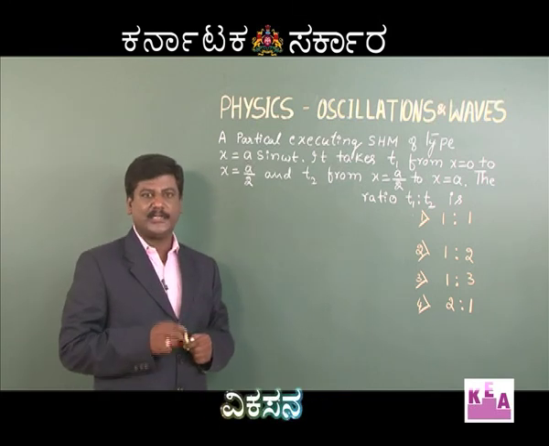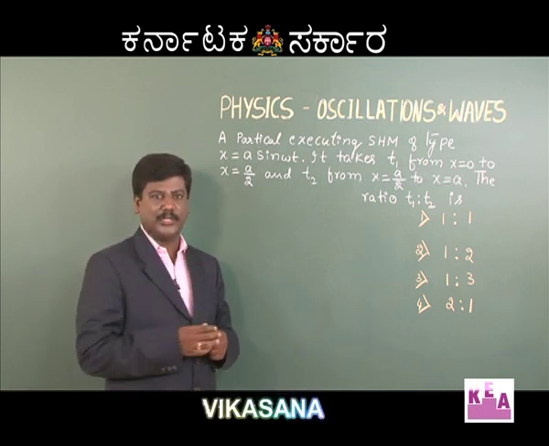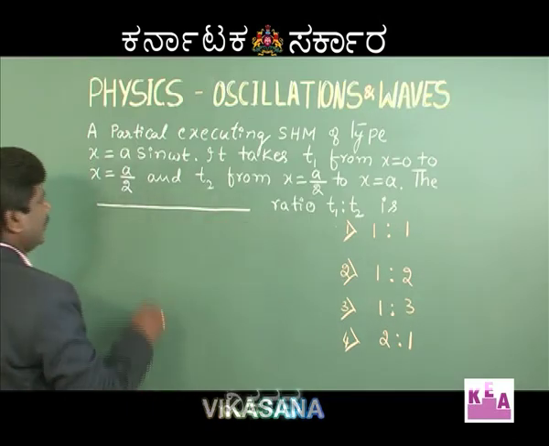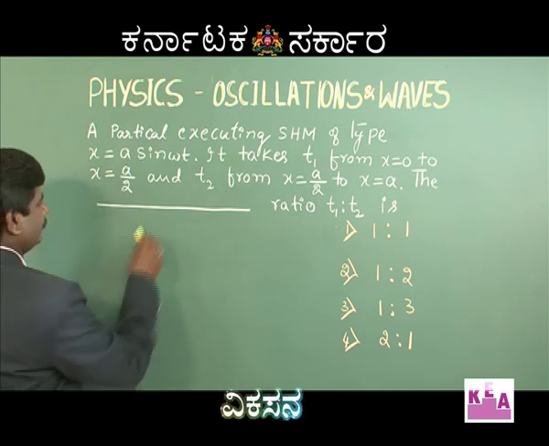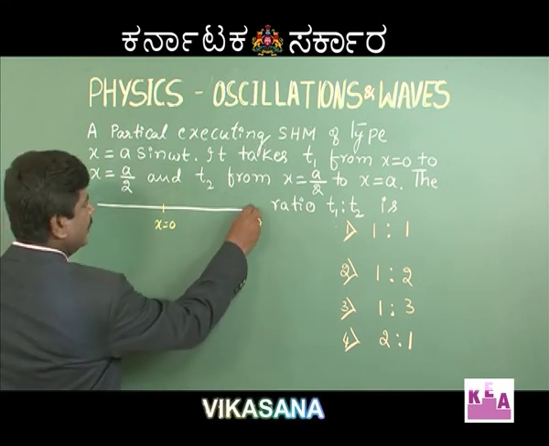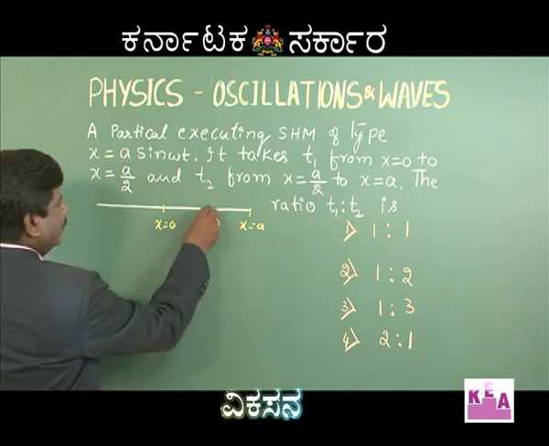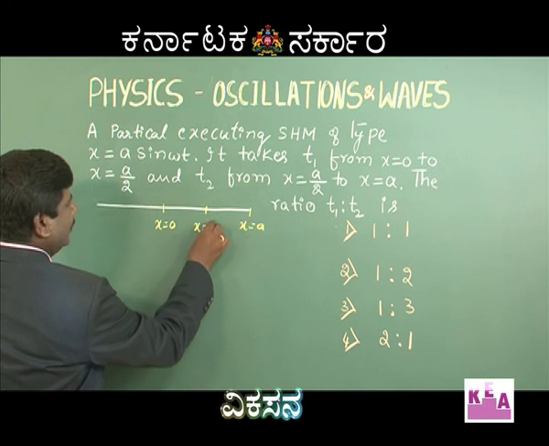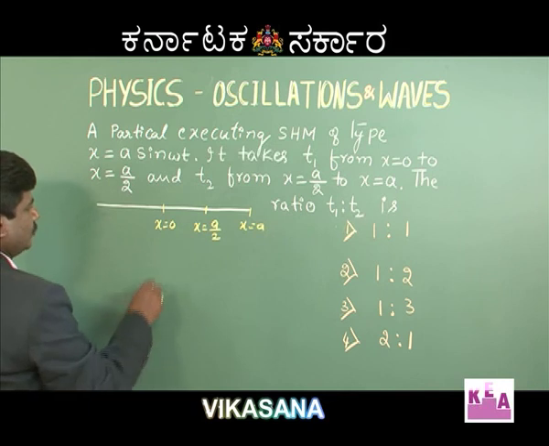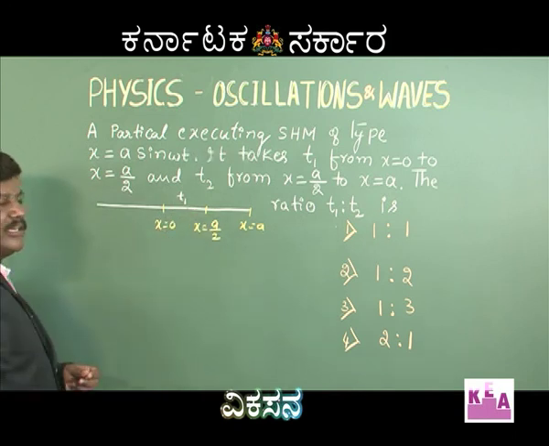t1 ಅಂತ ಹೇಳಿದರೆ it is the time taken by the particle to travel from x equals 0 to x is equal to a by 2. ಅದನ್ನು ಡಯಾಗ್ರಾಮೆಟಿಕಲಿ ರೆಪ್ರೆಸೆಂಟ್ ಮಾಡೋದಾದರೆ, so imagine it is the path of the particle executing SHM. This is x is equal to 0 representing mean position, and this is x is equal to a representing extreme position, and the midpoint is represented by x is equal to a divided by 2. ಅವ್ರು ಕೊಟ್ಟಿರುವಂಥ ಪ್ರಾಬ್ಲಮಲ್ಲಿ t1 ಅಂದರೆ ಏನು, x equals 0 ಇಂದ x is equal to a by 2ಗೆ ಟ್ರಾವೆಲ್ ಮಾಡೋಕ್ಕೆ ತೊಗೊಂಡಿರುವಂಥ ಟೈಮ್ ಇಂಟರ್ವಲ್.